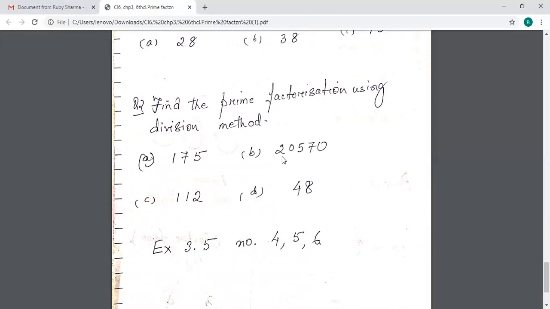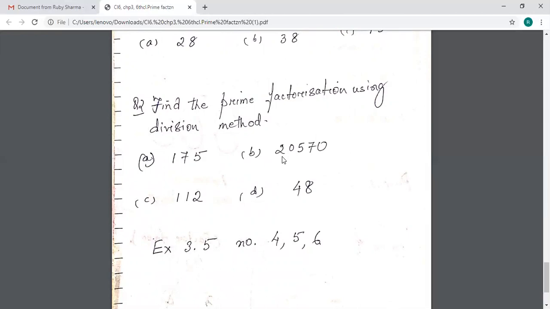So I'm giving you a hint. Finally, you're going to get 11. Again, suppose at one point of time, 11 may not be a prime factor of that particular number. So you have to check with 13. After that it's 17, after that it's 19. So like that you have to continue till at the end you get 1. Okay, and then express as a product of prime factors.